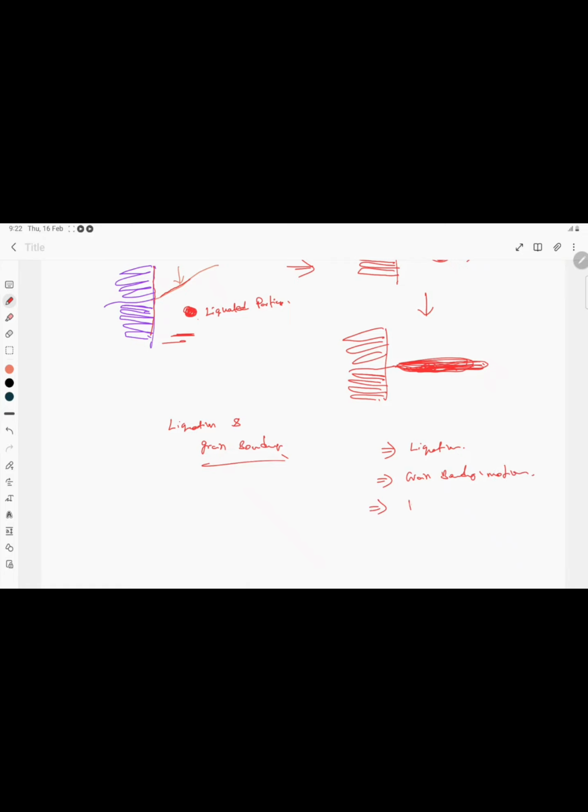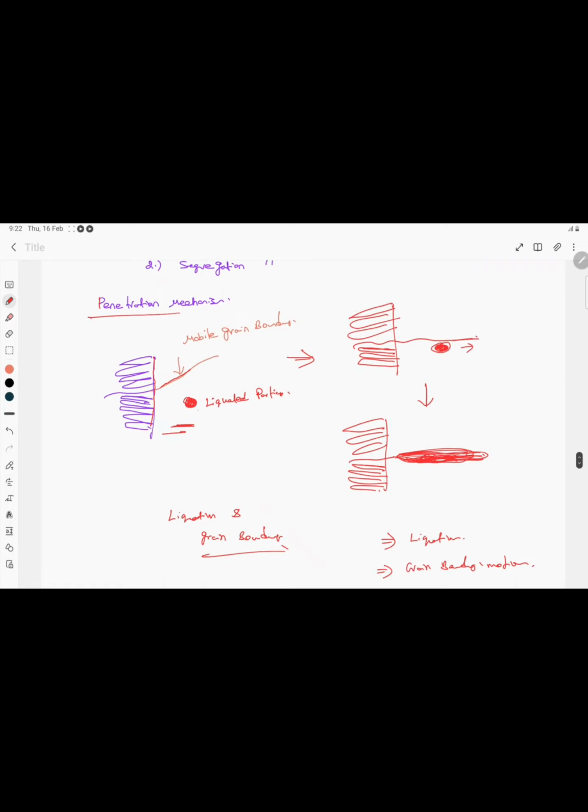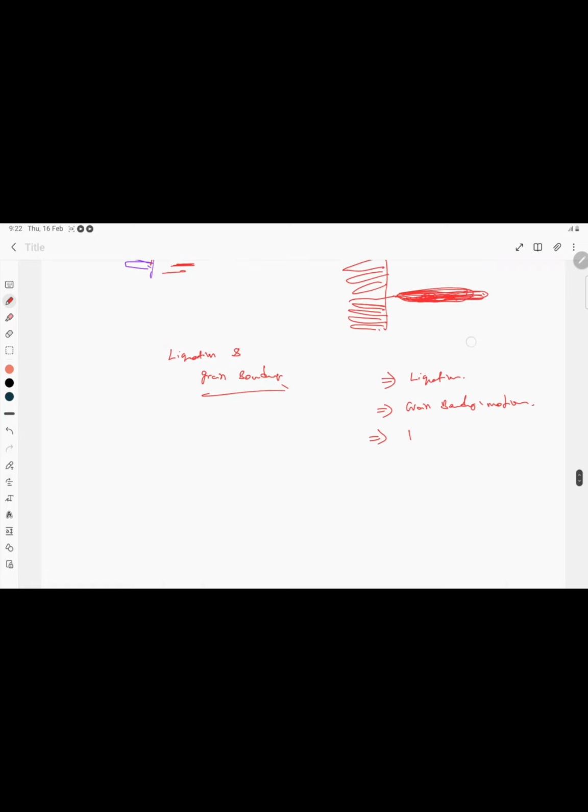Then the motion of the grain boundary will be stopped because of the encounter between the liquated particle and the grain boundary, and we finally see wetting leading to penetration of the liquid particle into the grain boundary, and at the end we will have a complete liquid film.